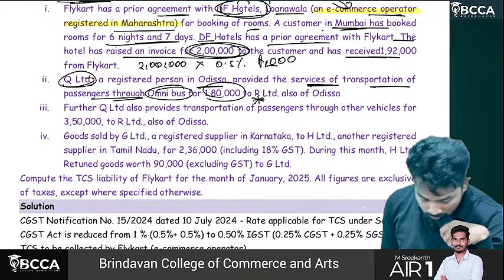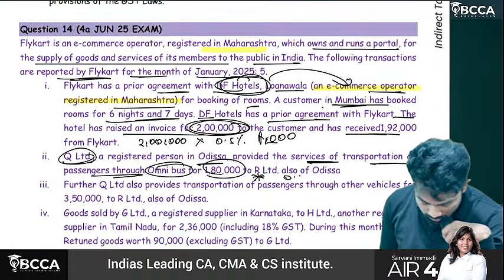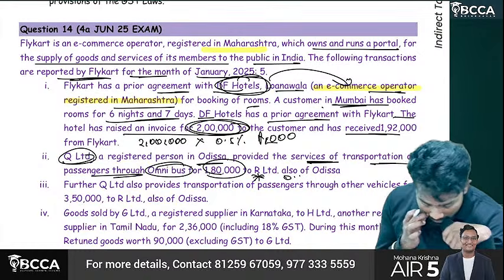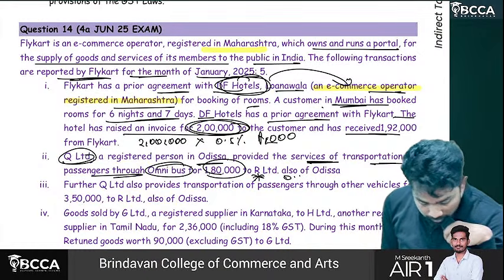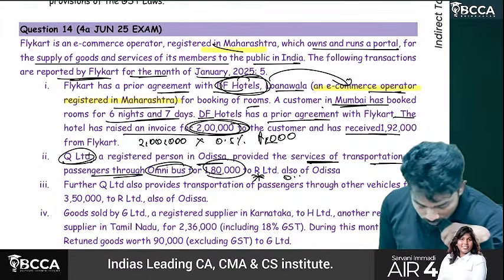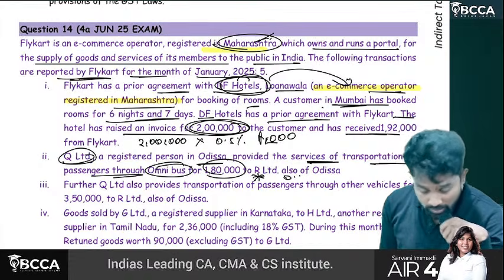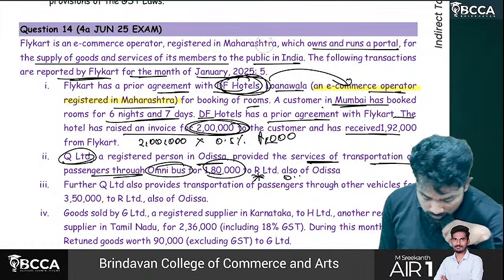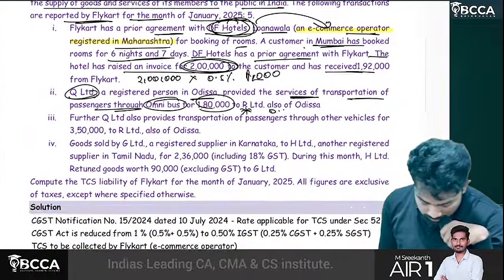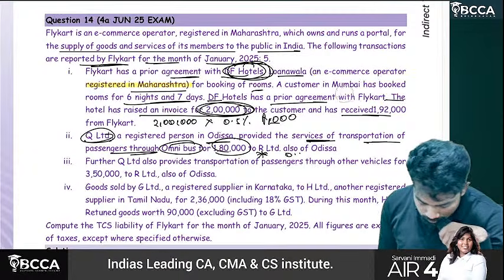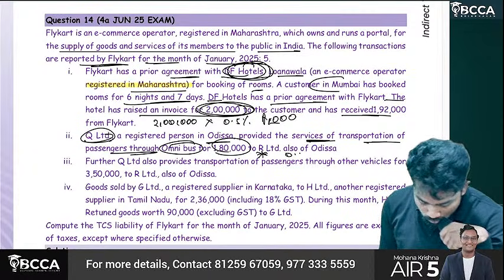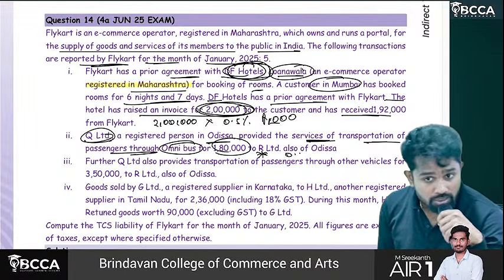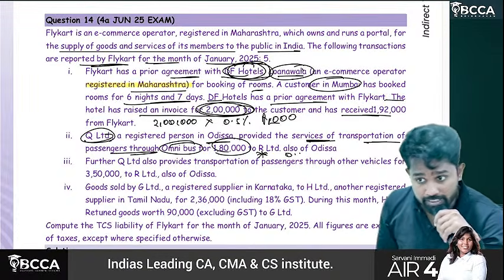Sir, first we'll check whether it is intrastate or interstate. In the previous case, the supplier is what? Flycart, Maharashtra. We need to check what the actual transaction is between. The customer is also from Mumbai. Hotel is from where, sir? Lonavala, which is also in Maharashtra only. Since both are in Maharashtra only, CGST and SGST has to be deducted in the first case.